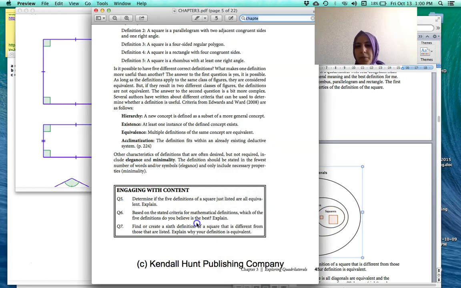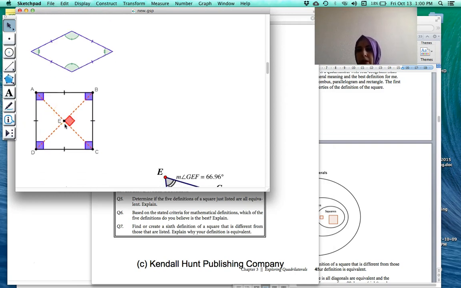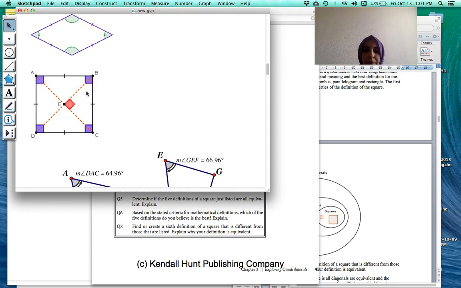Question 7. Create a sixth definition of a square that is different from those listed. Explain why your definition is equivalent. The sixth definition of a square is that all diagonals are equal, and the intersection of the diagonals of the square forms 90 degrees, like right angles. This is my sixth definition. It makes it a square.